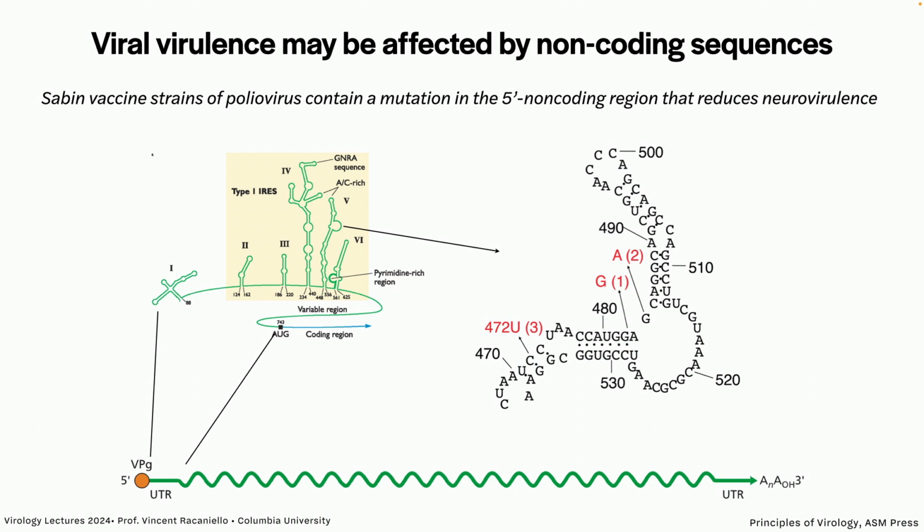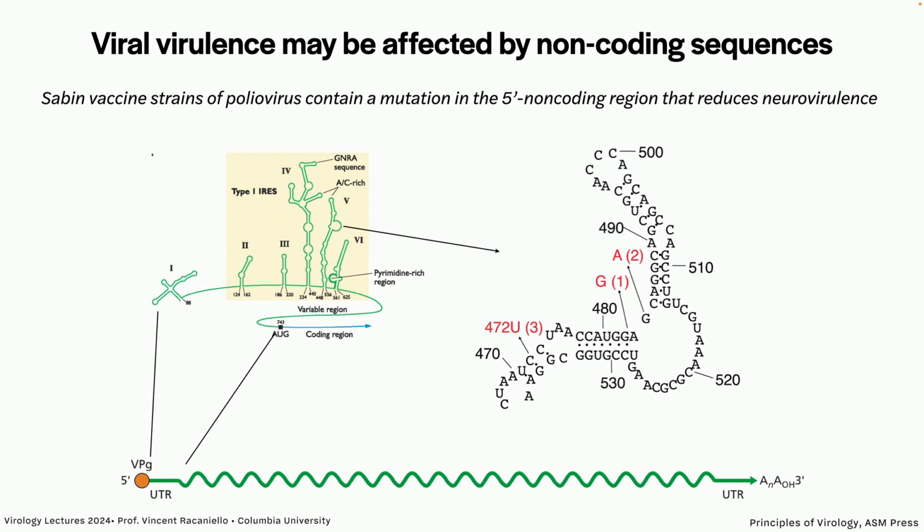Now, the virulence controlling genes do not have to encode proteins. Most of them do, but there are examples of sequences in viral genomes that regulate virulence that are non-coding. Here's an example from poliovirus. Remember, poliovirus has a plus-stranded genome with a very long 5' untranslated region, 743 bases. It's highly structured. The RNA forms stems and loops.